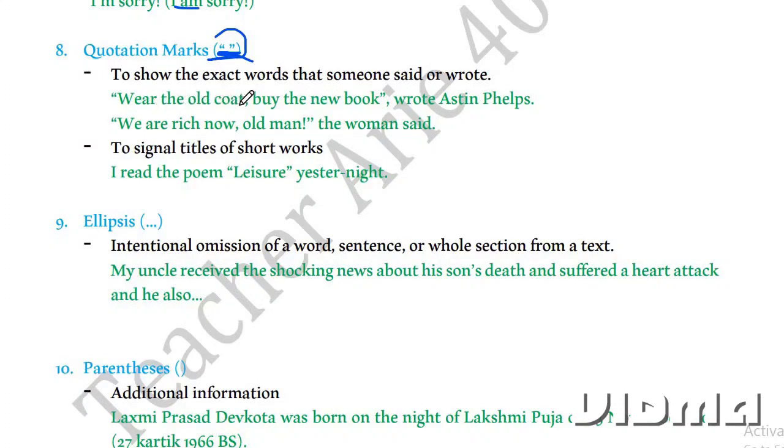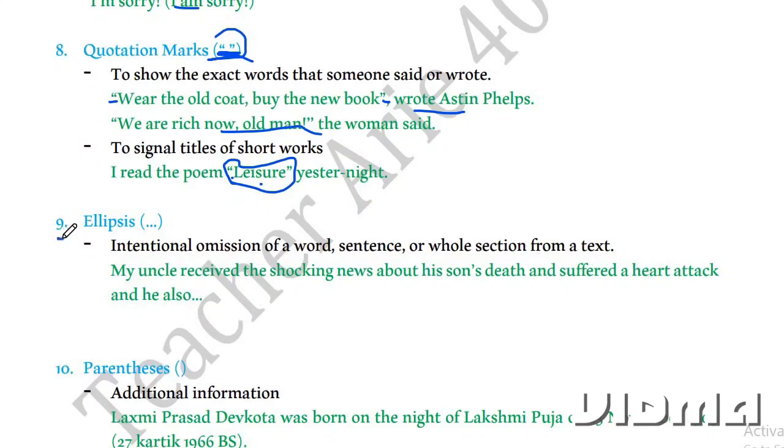Example: "Wear the old coat, buy the new book," wrote Austin. Look at this quotation mark. This is the exact sentence written by Austin. Next, "We are rich now," the woman said. "We are rich now, old man," the woman said. Next, we use quotation marks to signal titles of short works. For instance, I read the poem "Leisure" yesterday night. This is the title of the poem, so we have given quotation marks to this title.